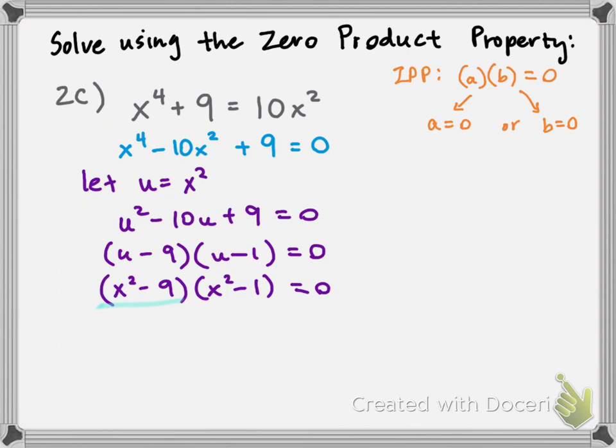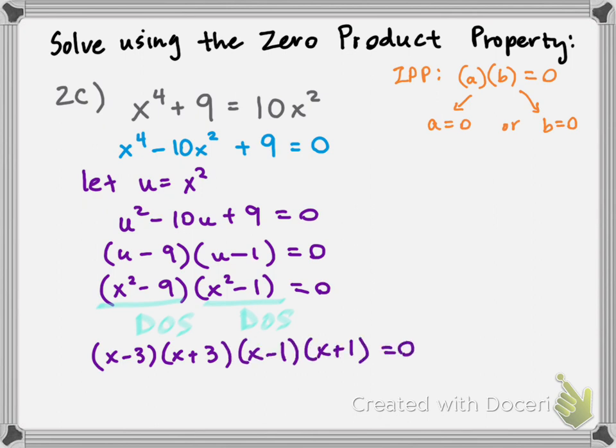Do you see a difference of squares on both of them? On both of them, two differences of squares. So let's factor that. We got (x - 3)(x + 3)(x - 1)(x + 1) = 0. So that means that all of those terms would equal 0. So I have x - 3 = 0, x + 3 = 0, x - 1 = 0, and x + 1 = 0. Solve for x in all cases.